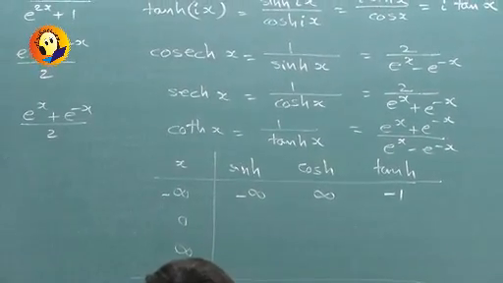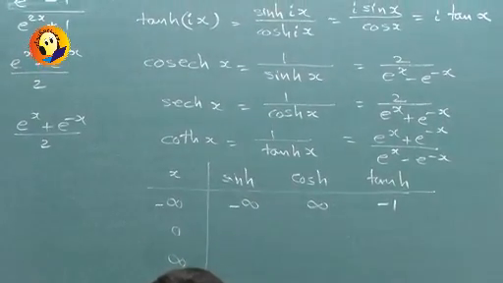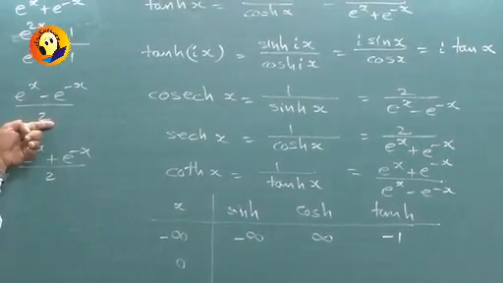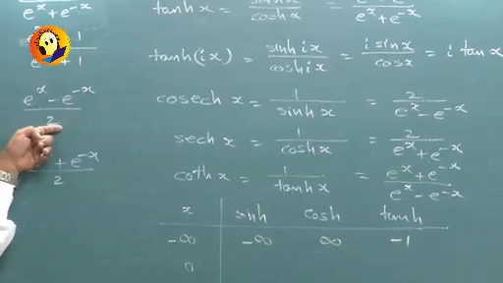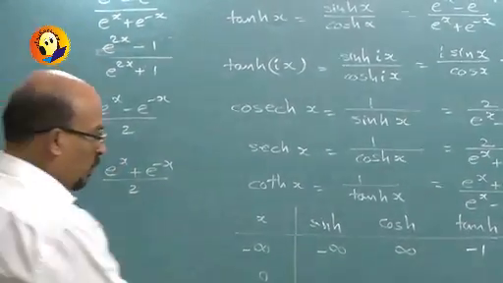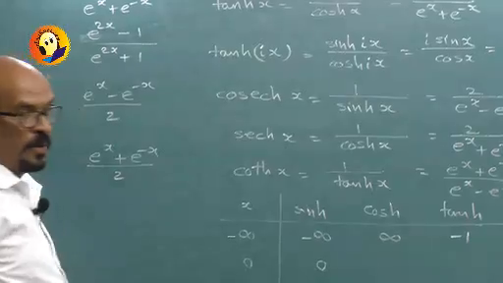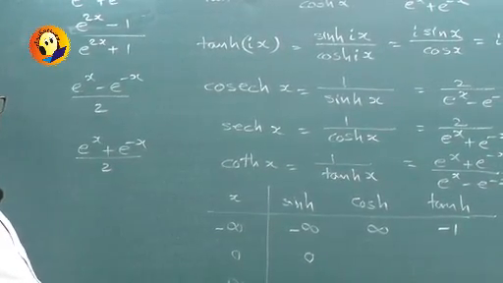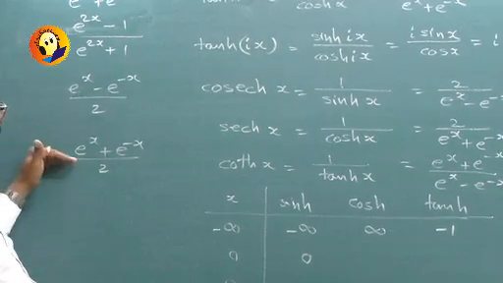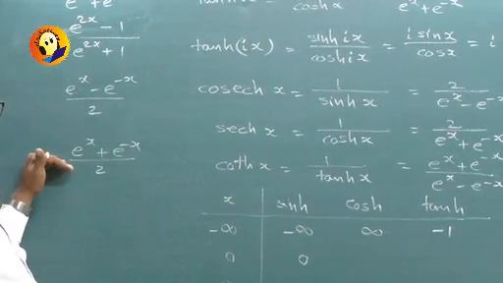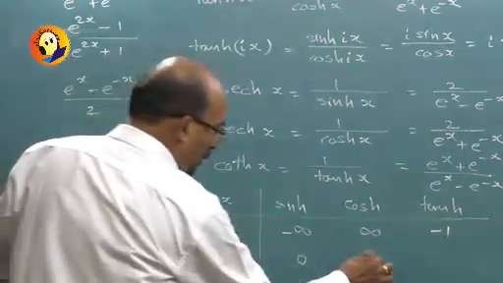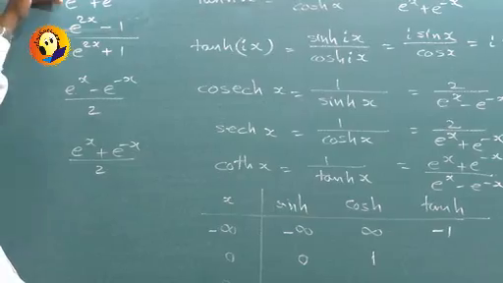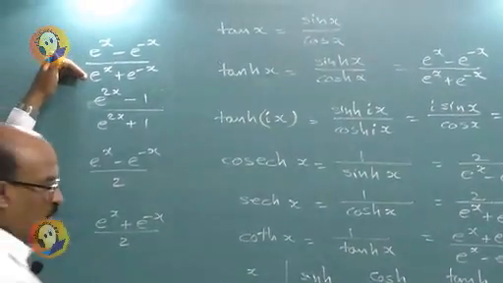Then sinh 0. This is our formula for sinh. e raised to 0 is 1, e raised to minus 0 is e raised to 0, which is 1. 1 minus 1 by 2, so 0. Cosh 0, this is the cosh formula. 1 plus 1 upon 2, so it is plus 1. Tanh 0, so this was our formula for tanh, it is 0.